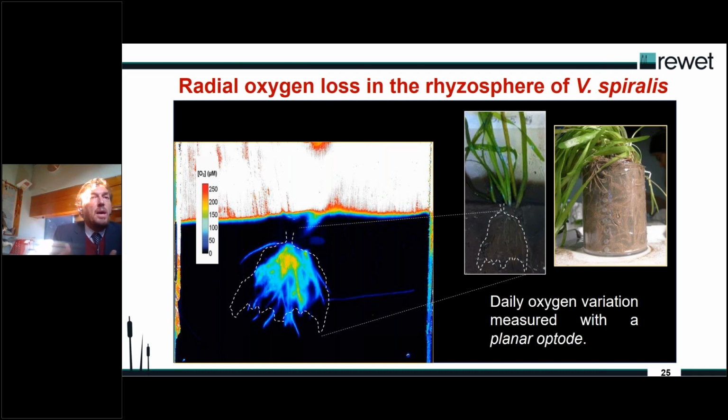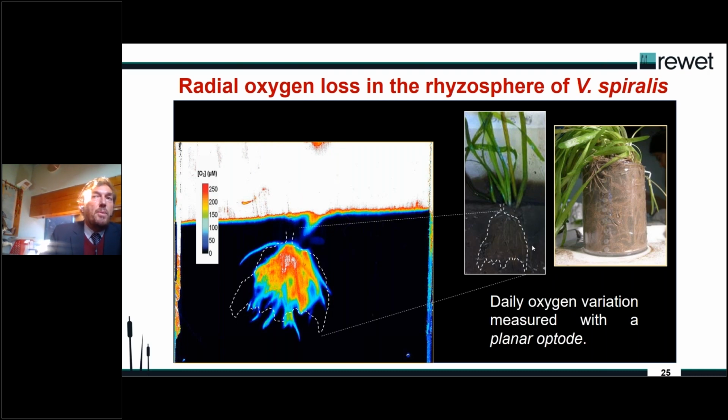images, in which a fluorescent treated material, covering the inner wall of an aquarium, is in contact with the rhizosphere of Vallisneria spiralis, one of the plants that we are studying more, and showing clearly that within a background of anoxic sediment, there is a pump pushing oxygen during the day and consuming oxygen during the night.